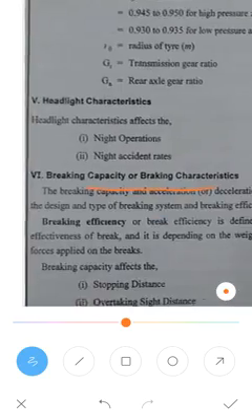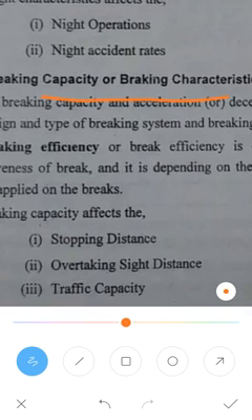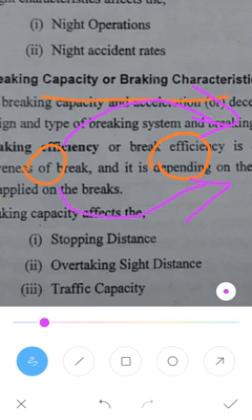There are some factors which the braking capacity affects. One is stopping distance. Stopping distance is the distance between two vehicles required to stop the vehicle. Next is overtaking sight distance, where the vehicle has to overtake another moving vehicle. So it is called overtaking sight distance.